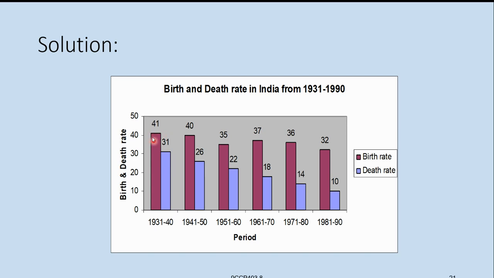We can draw only one bar which is depicting both the birth rate and also the death rate for all the things. But instead of that, we can show even different pictures for birth rate and death rate. Okay.